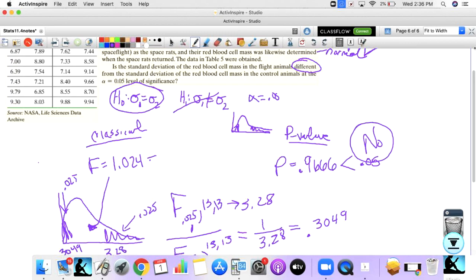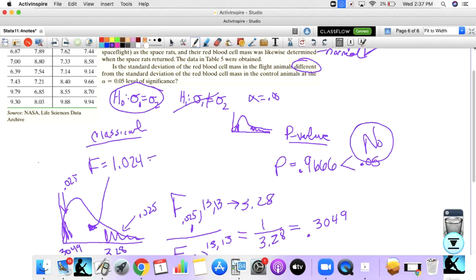And what I would say for my conclusion to that would be that there's not sufficient evidence at a 0.05 level of significance to say that the standard deviations of red blood cell mass is different in rats that went to space versus those that stayed home. Okay? So there's not sufficient evidence at a 0.05 level of significance to say that the standard deviation of red blood cell mass is different in rats that went to space versus the rats that stayed home.